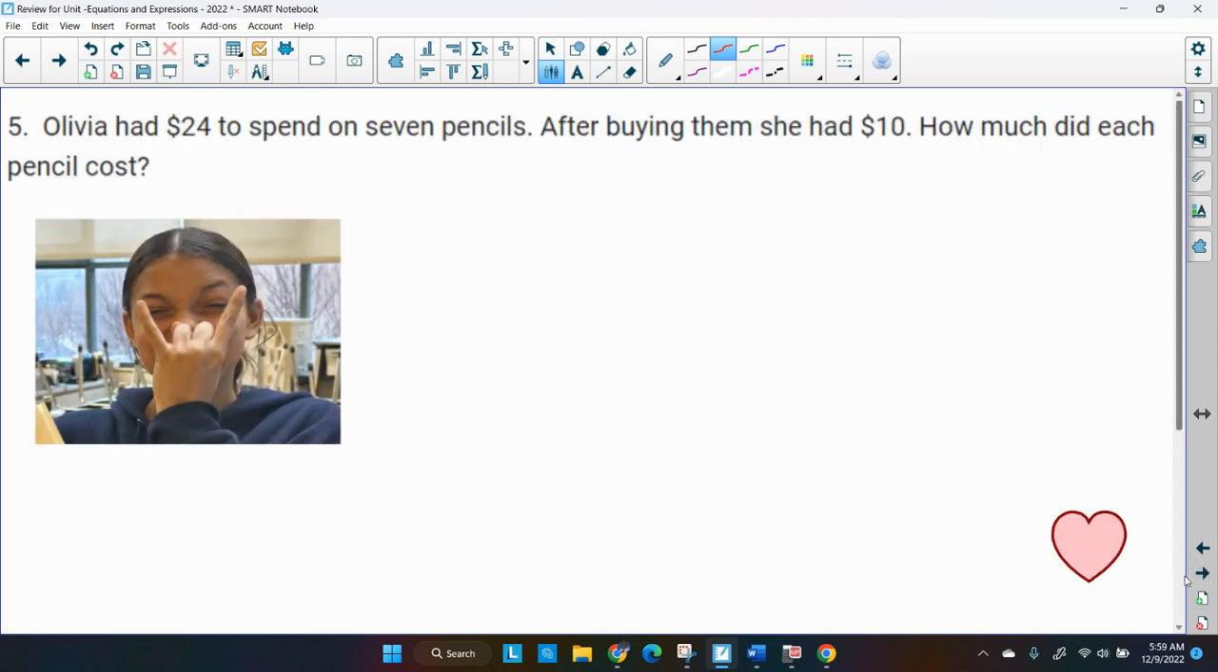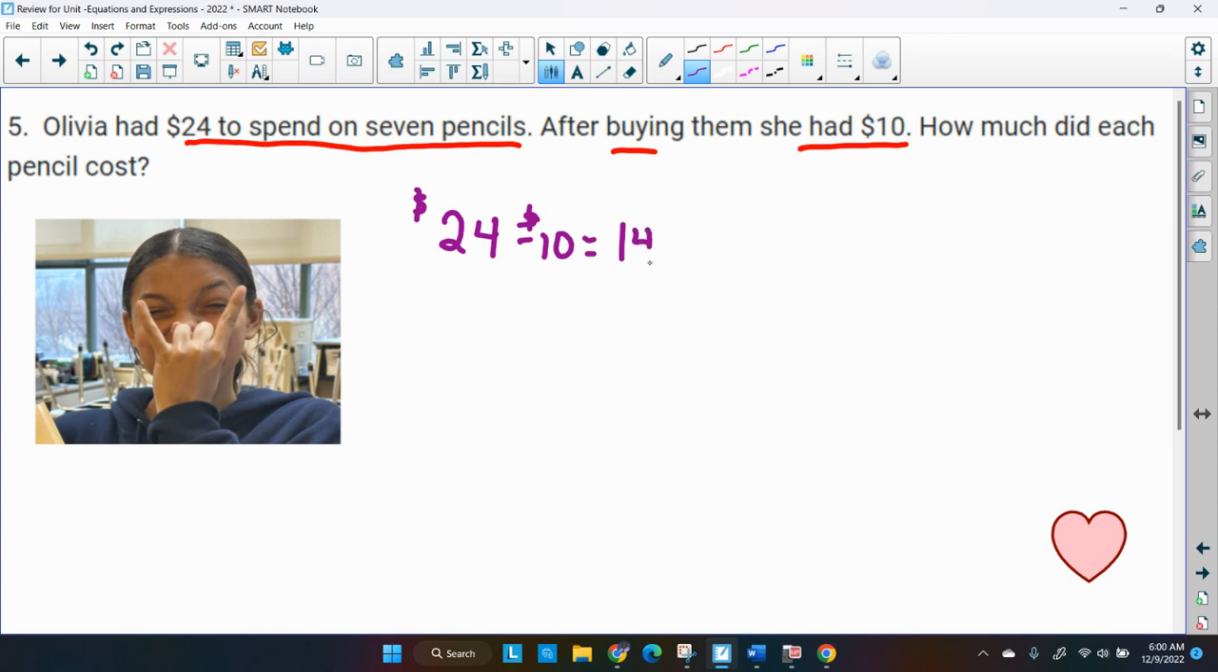All right, Olivia had $24 to spend on 7 pencils. After buying them, she had $10. So she bought them and had $10 left. How much did each pencil cost? Well, she had $24 and she had $10 left. So let me subtract that to see how much she spent. She spent $14. All right, so $14 spent.